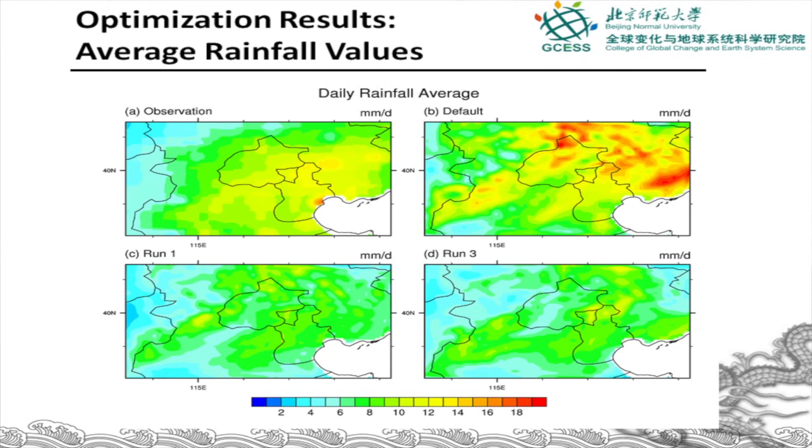So this just gives you a sense of the effect of optimization. This is the observation we are looking at, the 45-day average of the precipitation. If you use default parameters, you can see there's an obvious overestimation. When you optimize the precipitation only, you have reduced the overestimation. And if you optimize both precipitation and surface temperature, you also reduce from here.